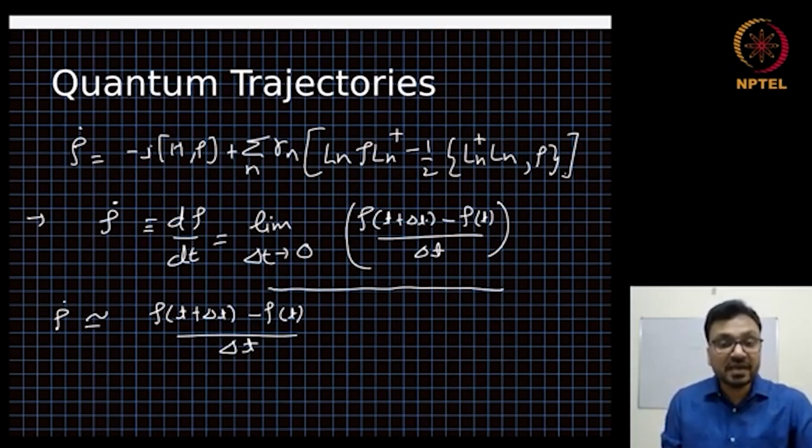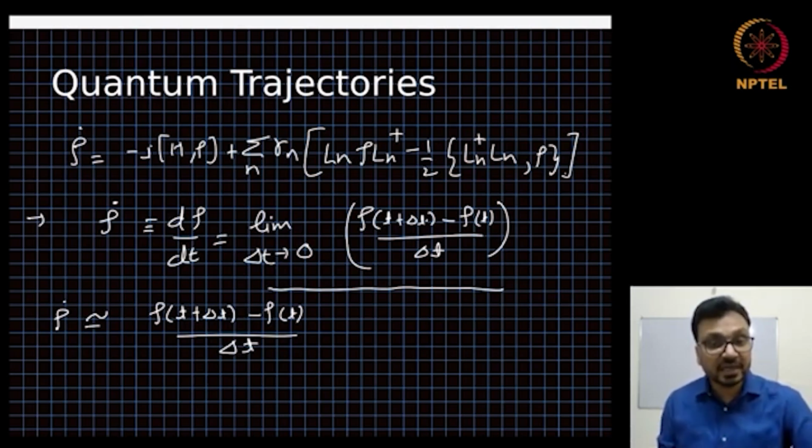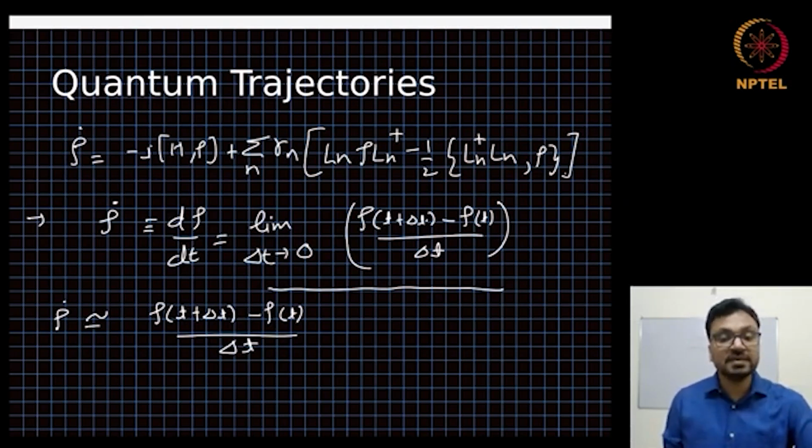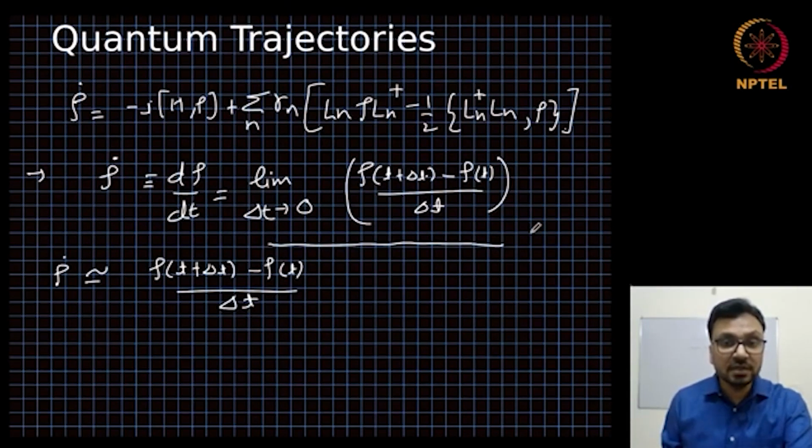We need to try different values of delta t and see if we are getting absurd answers or not. If the answers we are getting are fine, then probably the delta t we have chosen is fine. This way of dealing with the derivative of a function is called the finite difference method. This is used in numerical simulations very often.